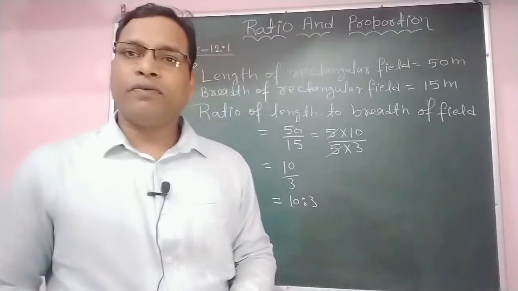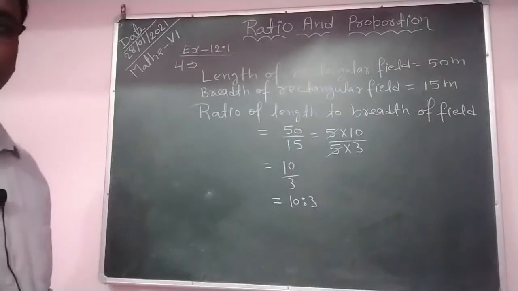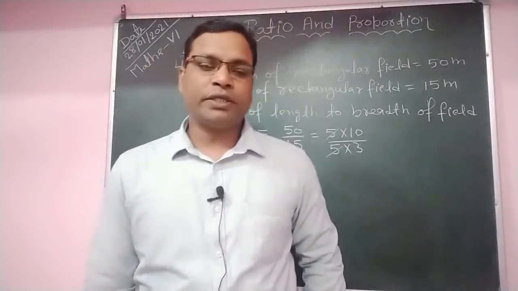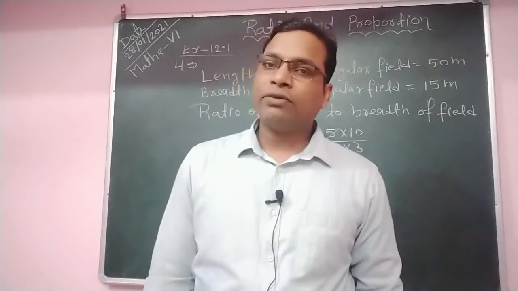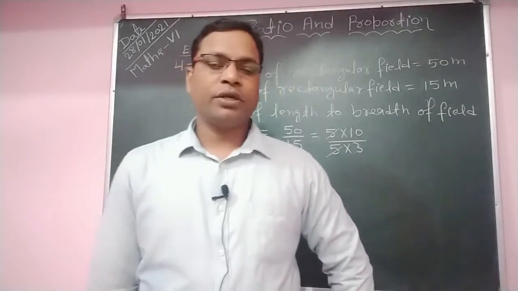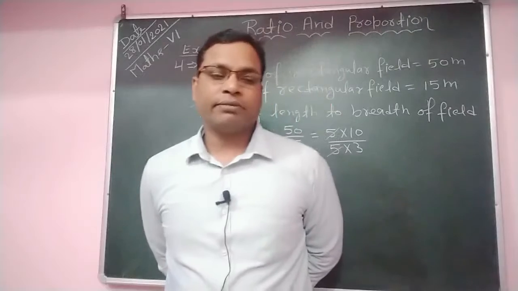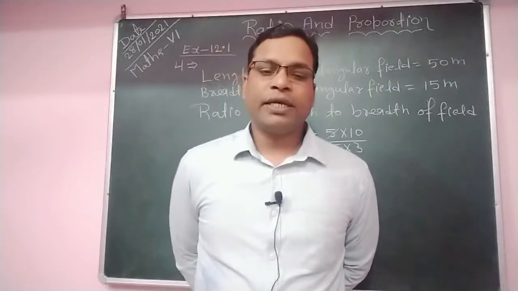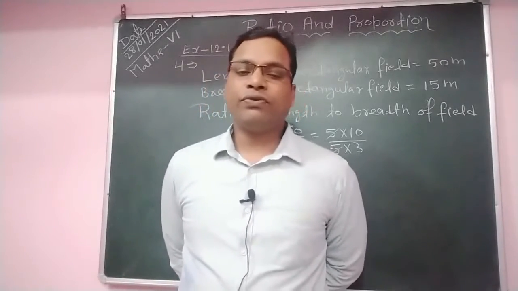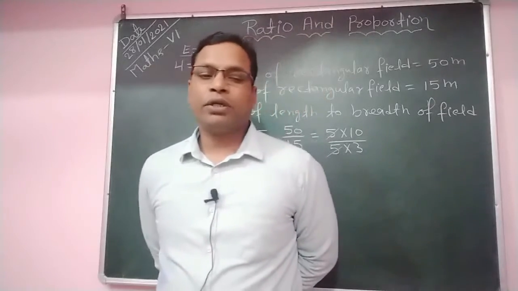This is clear. Now we are going to discuss the next question, question number 5. What is in question number 5? There are 102 teachers in a school of 3,300 students. Find the ratio of the number of teachers to the number of students. Okay, I repeat this question again. There are 102 teachers in a school of 3,300 students. So we need to find the ratio of the number of teachers to the number of students.